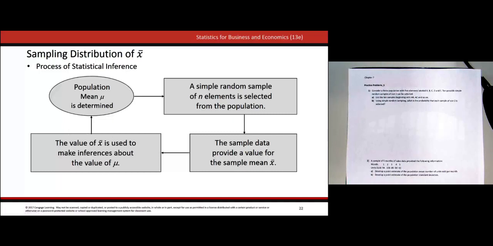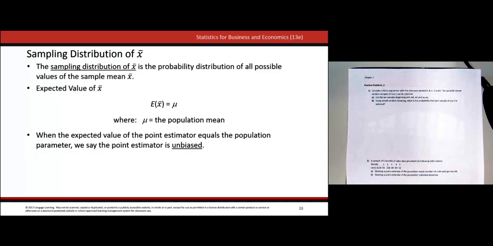So, the process of statistical inference: assume some population parameter is unknown. You select a sample to make estimates or inferences about that corresponding population parameter. It doesn't have to be just one parameter, it can be multiple parameters. That summarizes the process of statistical inference. Now we will discuss the sampling distribution of X bar.